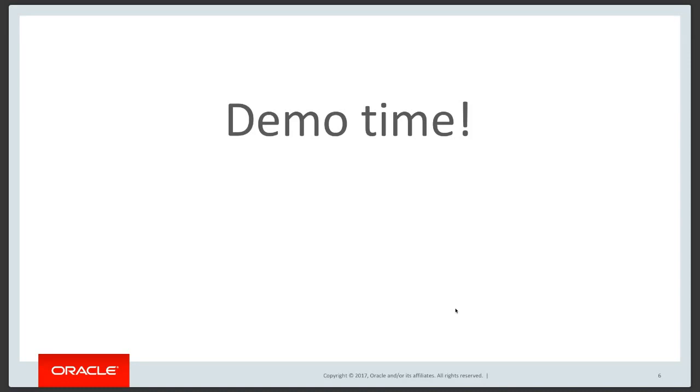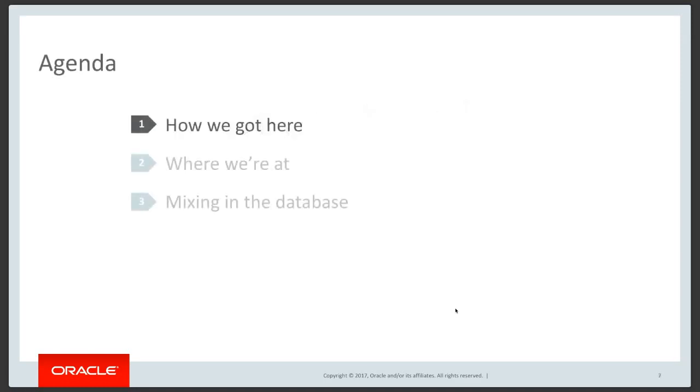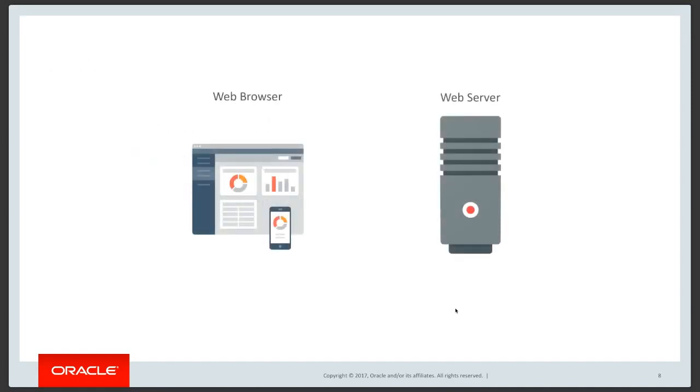Okay, so let's move on and talk about how exactly the demo was put together. So we'll talk first about how we got here. It was about 20 years ago, actually exactly 20 years ago, in 1997, that HTTP became a thing. And HTTP was just a simple request response protocol.